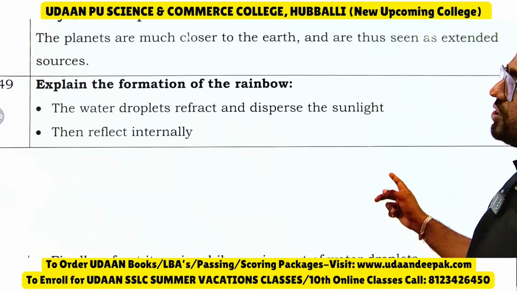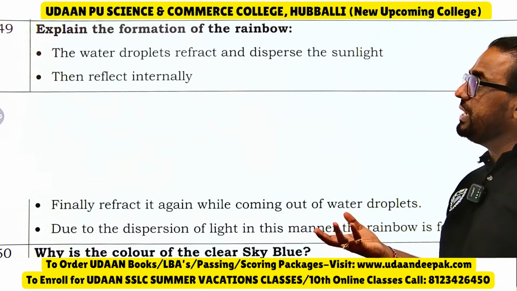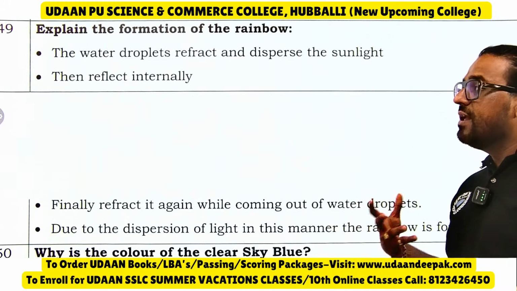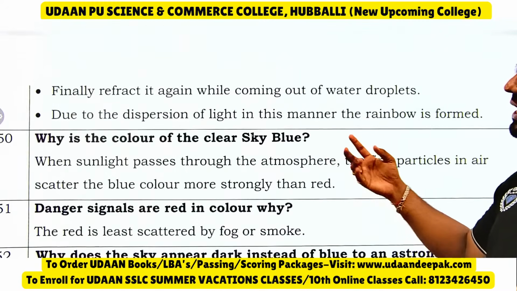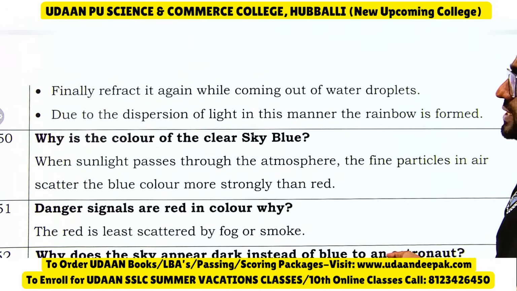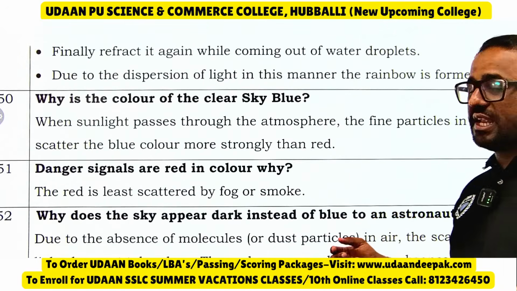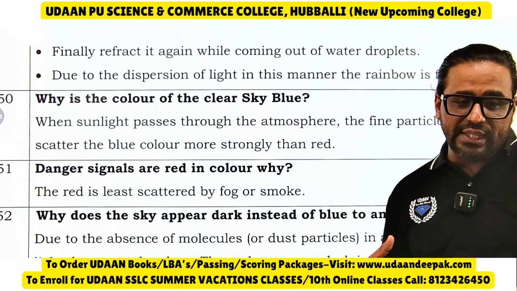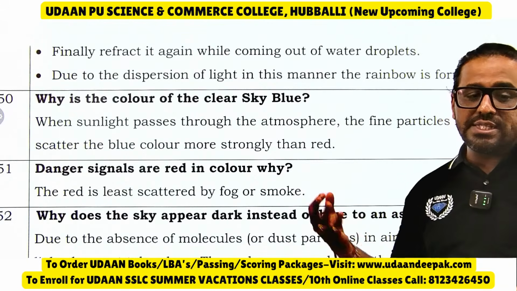Explain the formation of a rainbow. See, water droplets reflect and disperse the sunlight. They reflect internally, and finally refract again while coming out of the water droplet. Due to the dispersion of light in this manner, the rainbow is formed. Okay, like this the rainbow is formed.